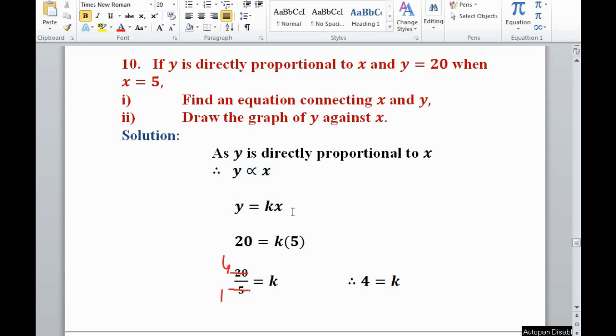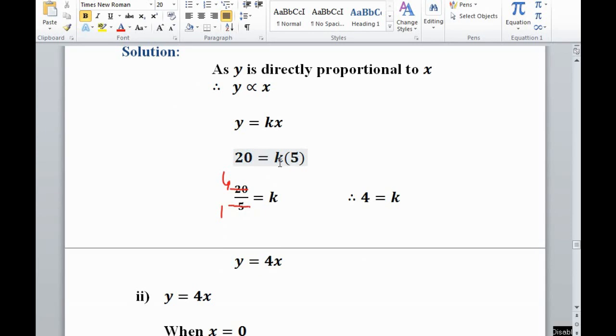Now, to find the value of constant k, I am going to put the values of y and x from the statement of the question. Here the value of y is 20, so I put this value of y in the equation y equals kx. This becomes 20 equals k, as we are going to find the value of k, and x is 5, so 20 equals k multiplied by 5.